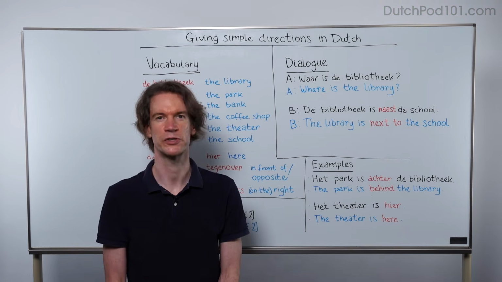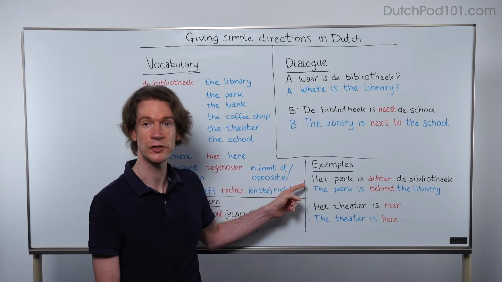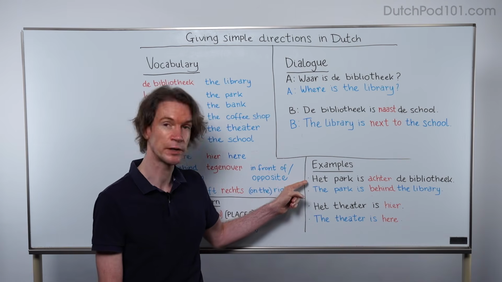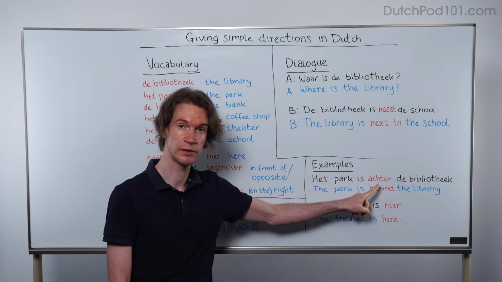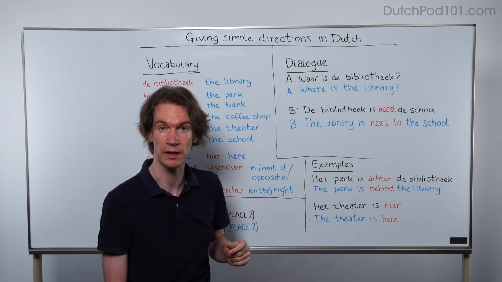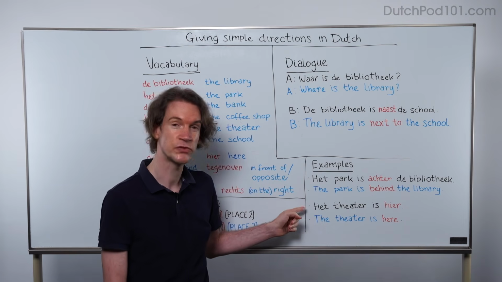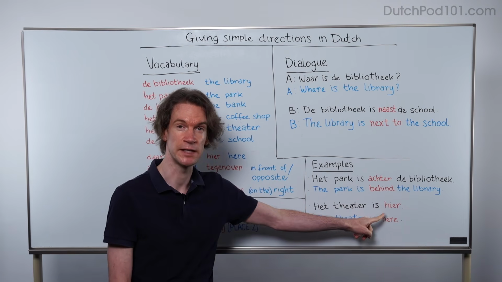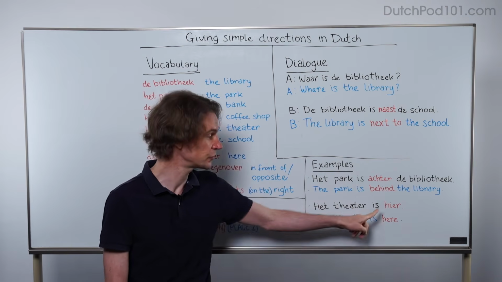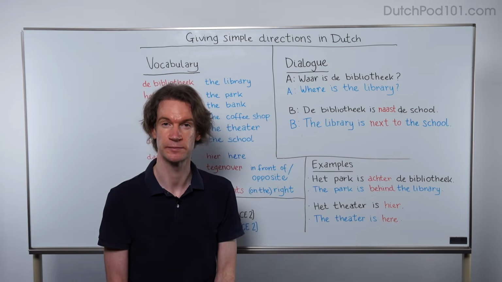Now let's look at some more examples. Het park is achter de bibliotheek. The park is behind the library. Het theater is hier. The theater is here.